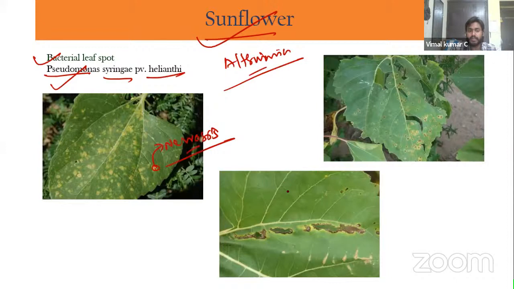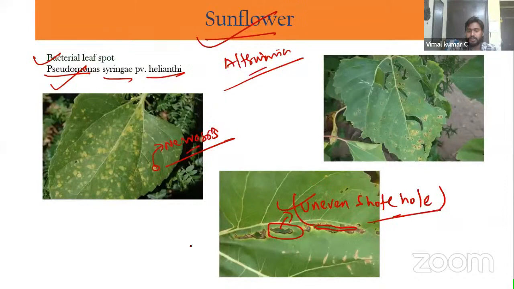Then, as aging occurs, the infected or necrotic areas will drop off, giving an uneven shot hole symptom. Usually we see shot hole symptoms in the case of Cercospora, but here also, whenever the necrotic portions drop off, an uneven shot hole symptom can be seen with bacterial leaf spot.